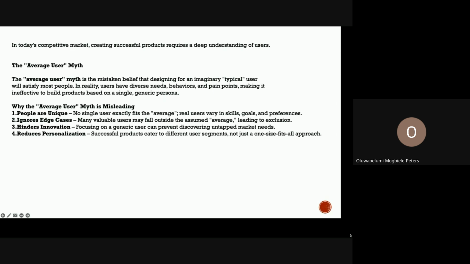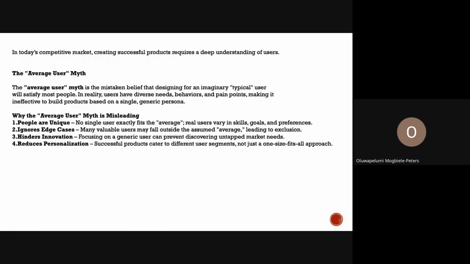Also, the average user myth hinders innovation. How? When you focus on a generic user, the markets that are on tap, the markets that actually need your product, you have shifted the focus away from them to a generic market. Guys, don't forget what we talked about in our first class: problems, needs, value. Do we remember? Your product is not for everybody, it's for a specific need of a group of people. Once you leave that sphere to start catering to an average user, you start losing that importance, you start losing the relevance.